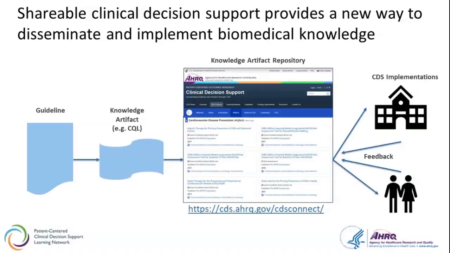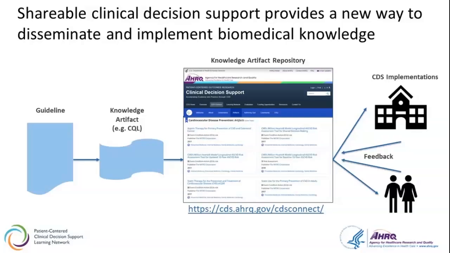So just to provide a larger frame as to how and why we came upon this work, and that is the CDS Connect project, which is funded by ARC and being developed by MITRE. CDS Connect provides both an authoring tool and a repository within which there's shareable clinical decision support. And out of this, an online library, is how I view it, of clinical decision support artifacts.